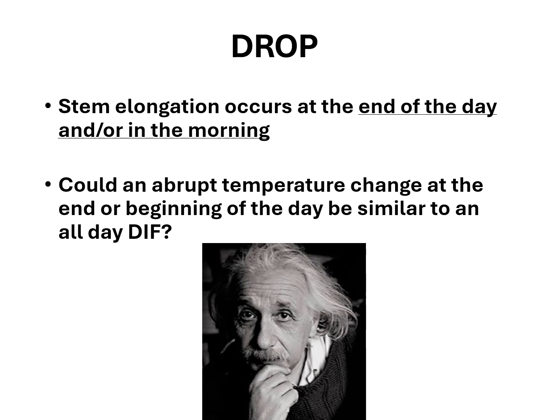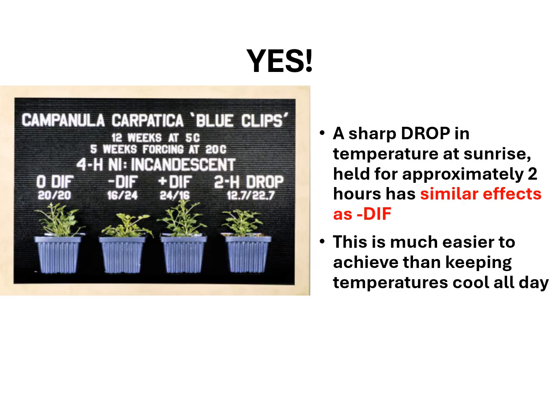So what that means is if we look at the physiological activity of plants, researchers know that stem elongation typically happens in the morning or evening, so the beginning or the end of the day. Now, if we only disrupt the temperature at that time of the day, can we affect the size of the plant? And the answer, of course, is yes. So what we do is have a sharp drop in temperature at sunrise, typically in the morning, and we hold it for about 2 hours, and that has the same effect as a negative diff.